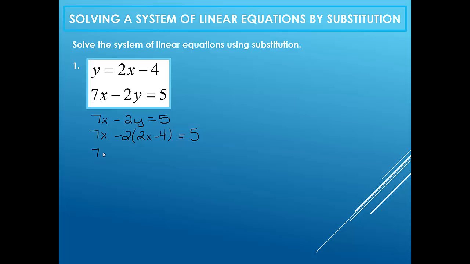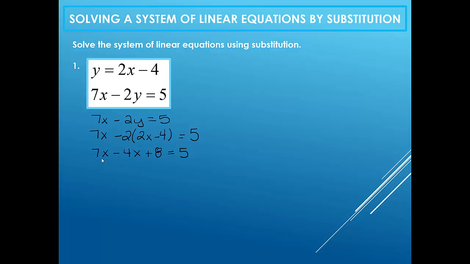So I have 7x, and then I have this minus 2 that I need to distribute to everything in the parentheses. So negative 2 times the 2x would be negative 4x, or minus 4x. And then I'm multiplying this negative 2 times negative 4, and I get plus 8. And that's equal to 5.